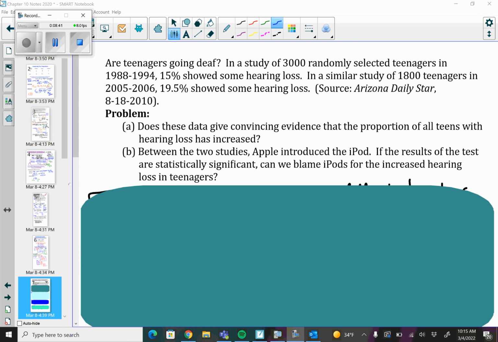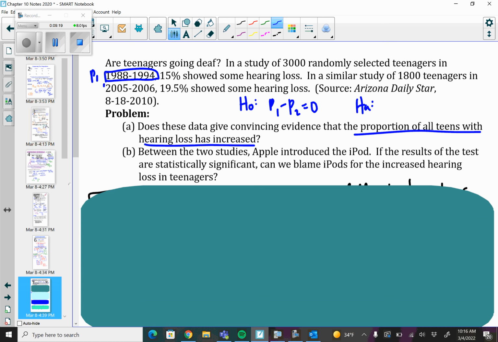I wrote out the work for this so that it didn't take my handwriting. So, of course, as we go through, if you need to pause the video to write things down, please do. In our state step, we need to say the significance level and the hypotheses. So let's think about it. Our null we know is going to be that there is no difference, that p1 minus p2 is 0. Our alternate, what are they asking us to find? We are looking for evidence that the proportion of all teens has increased. I am going to say the 80s and 90s is p1, and 2005-2006 is going to be p2.